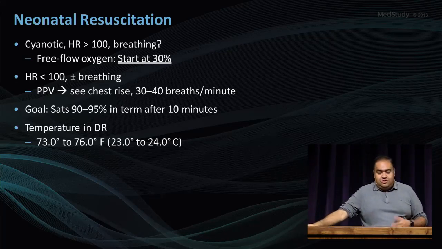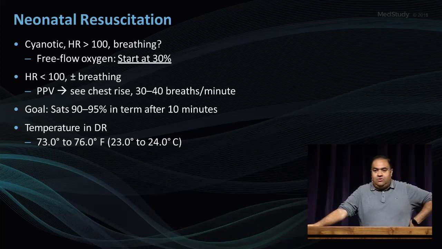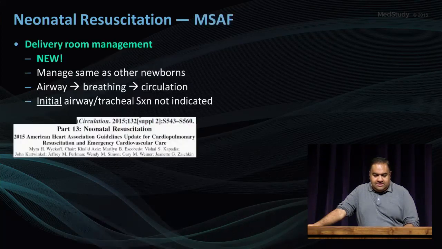The temperature in the delivery room should be about 73 to 76 degrees because you don't want a cold baby. The cold stress causes more and more issues as part of its process.